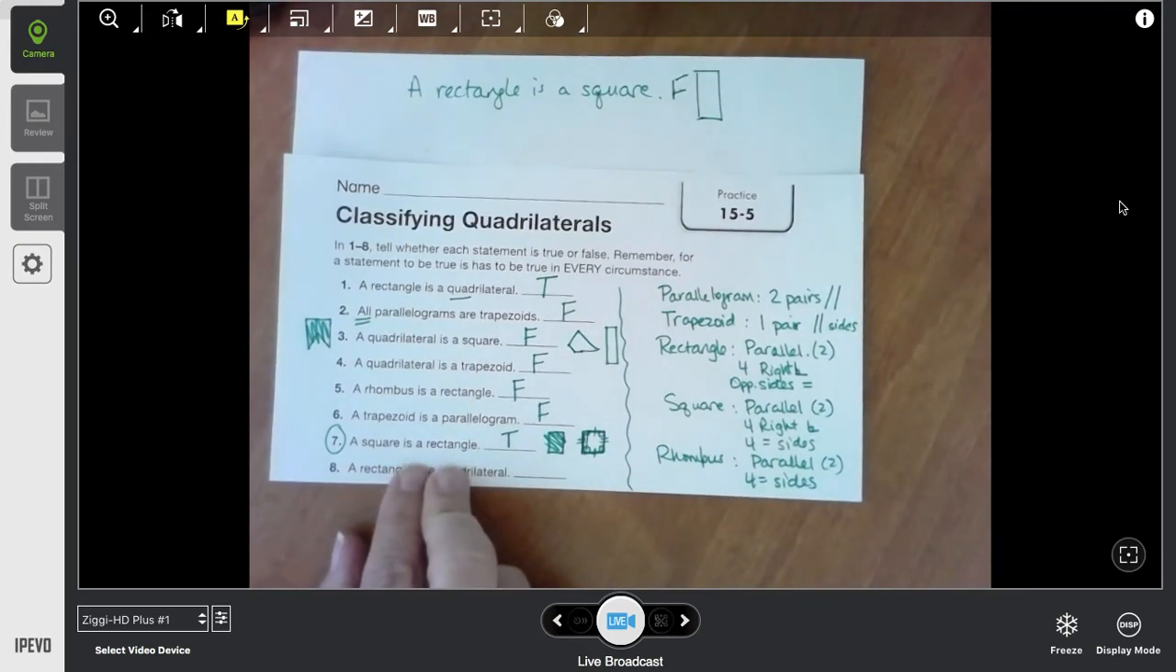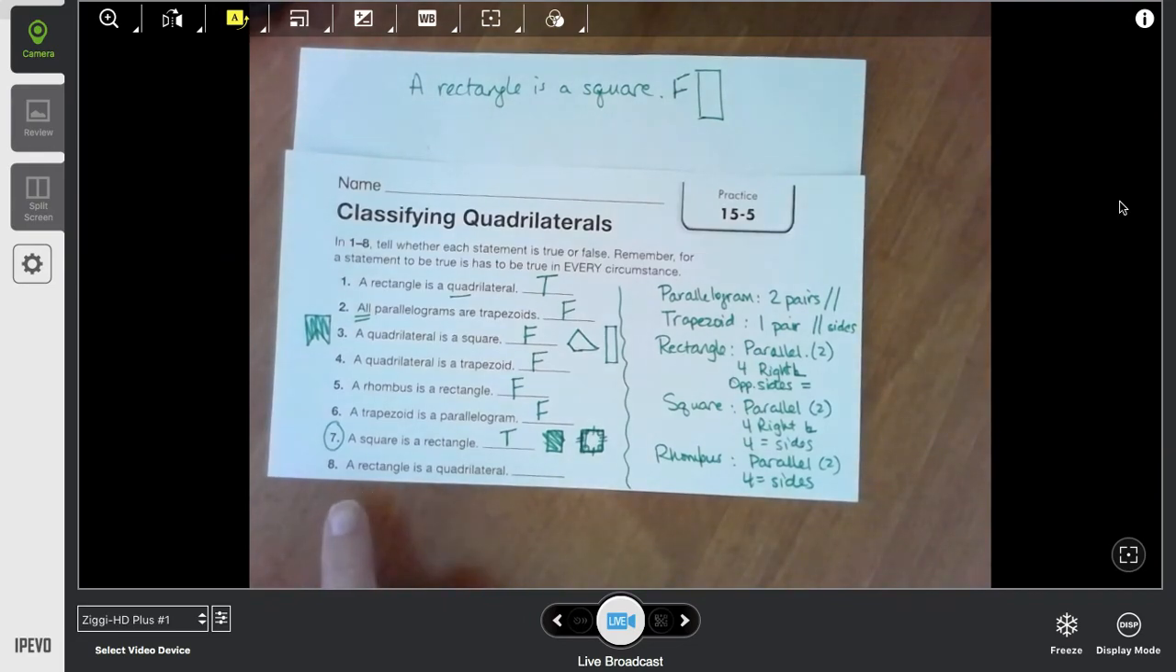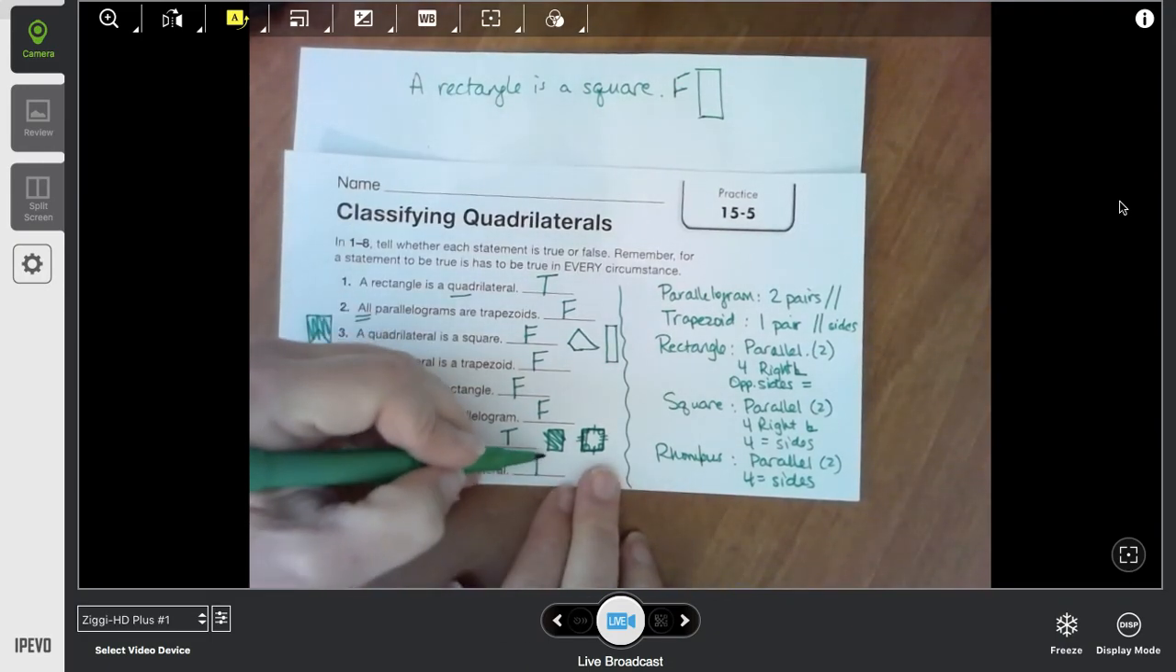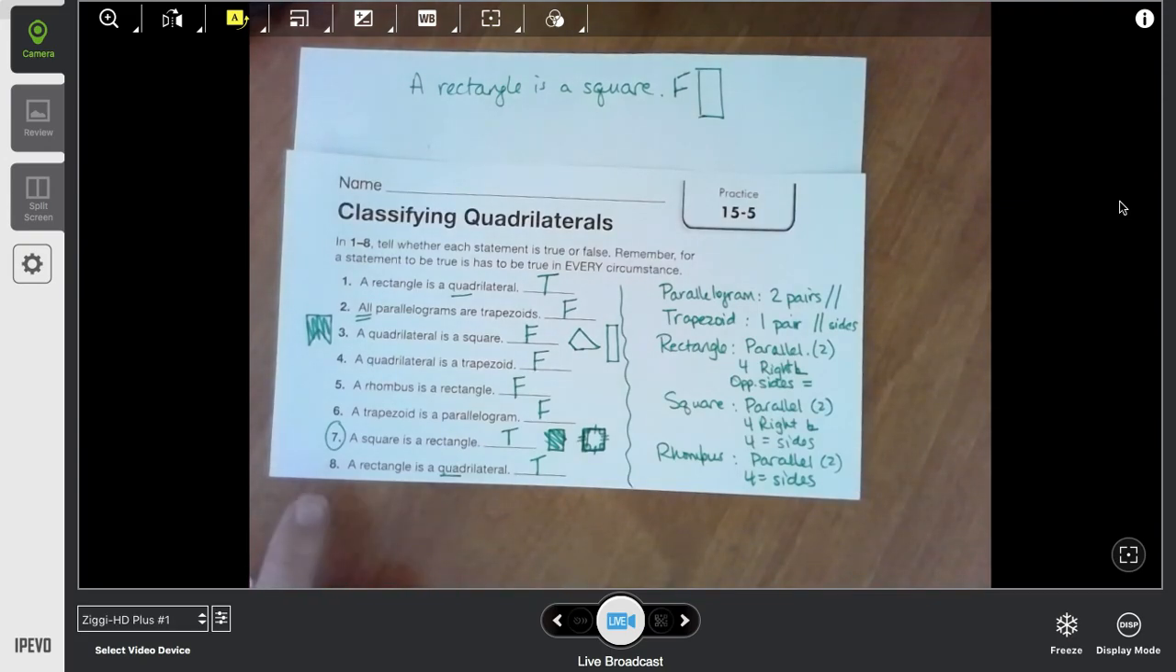Told you it sounds funny. It's almost like a play on words. They really make you think that one out. And our last one is a rectangle is a quadrilateral. Of course it is, because a rectangle has to have four sides. So that has to be true. Good job identifying those quadrilaterals.